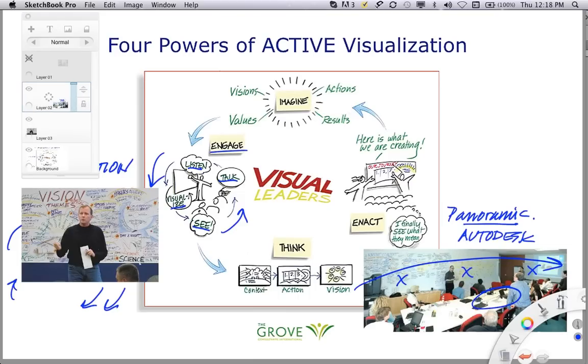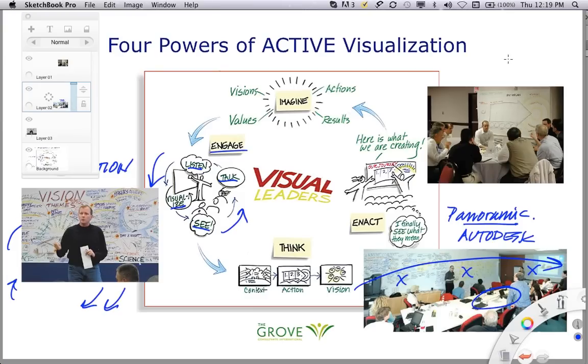Finally, the final power is the power of using visuals to enact. And here's an architectural group, the DLR group. You'll notice this is a graphic template up here, which has an arrow heading at a target. This group did 6 action plans in 1 day, all working collaboratively in a hotel room, using sticky notes and other things. And they were able to share these action plans with each other and basically support enactment.